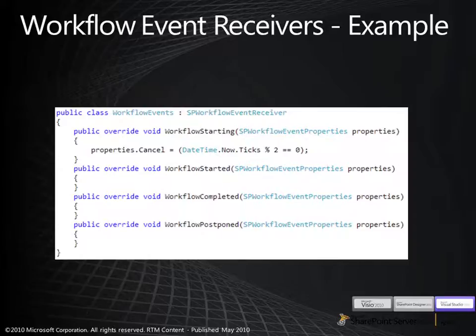Given the names, it's probably safe to assume it's understood when workflow started and completed events execute. What's less clear, however, is when workflow postponed executes. This event is raised when workflow processing is halted or paused due to workflow throttling.